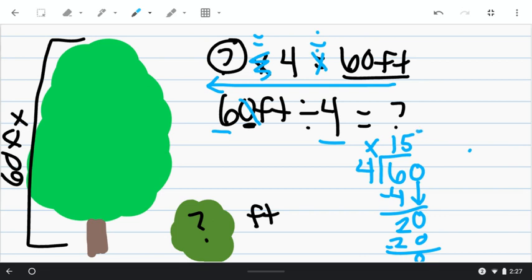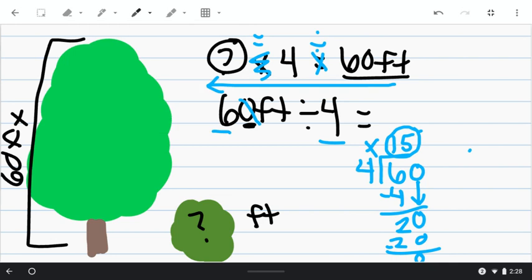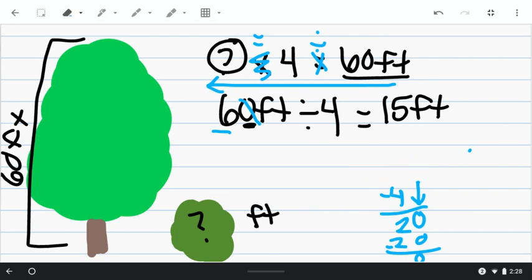So now I know my quotient in this case is also going to be my answer for how tall our bush is. So now we know that our bush is 15 feet tall. Now, if you really wanted to make sure that your answer was correct, again, remember that multiplication is the inverse operation. So I can actually use multiplication here to check my work.